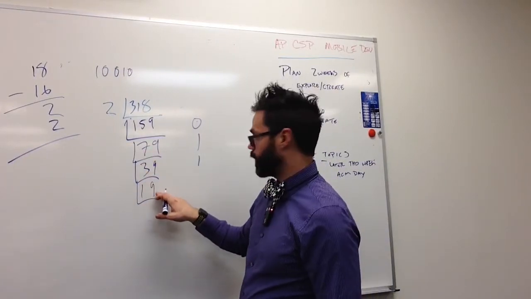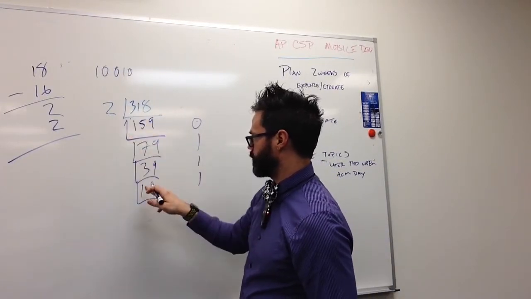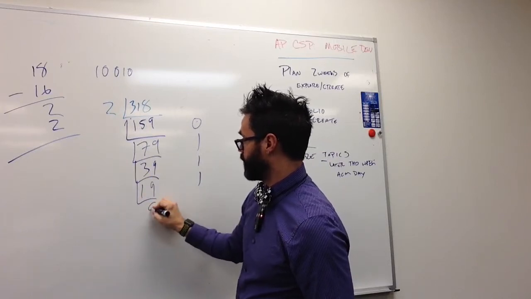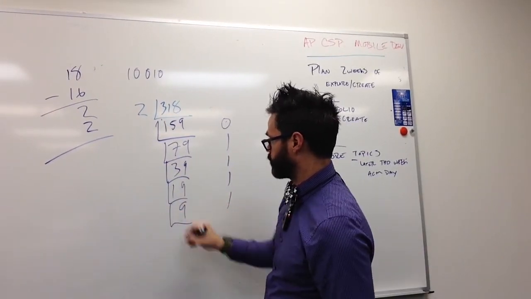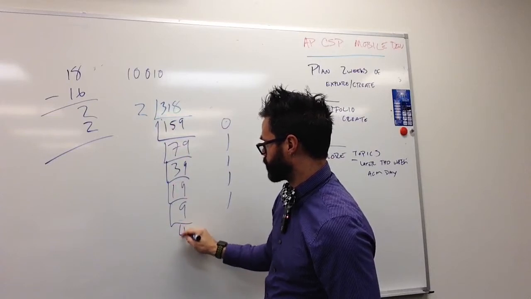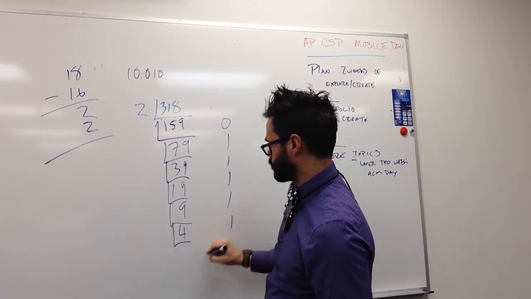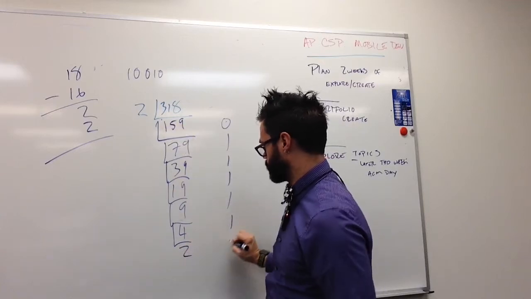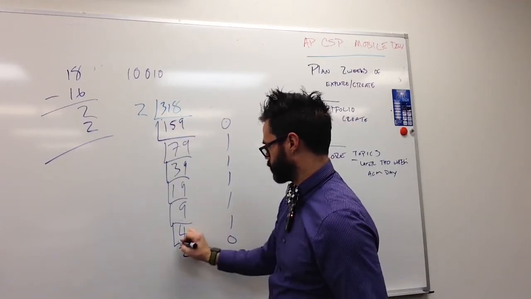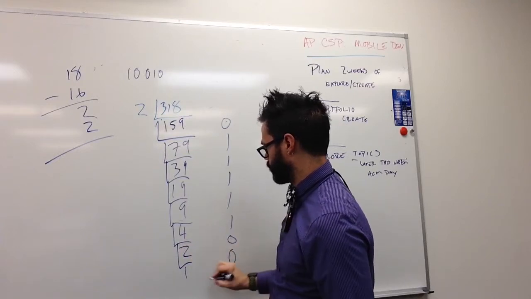2 goes into 39 19 times with 1 left over. Again, that process carries over. And then 2 goes into 19 a total of 9 times with 1 left over. 2 goes into 9 a total of 4 times with 1 left over. 2 goes into 4 a total of 2 times with none left over. 2 goes into 2 a total of 1 time with none left over.